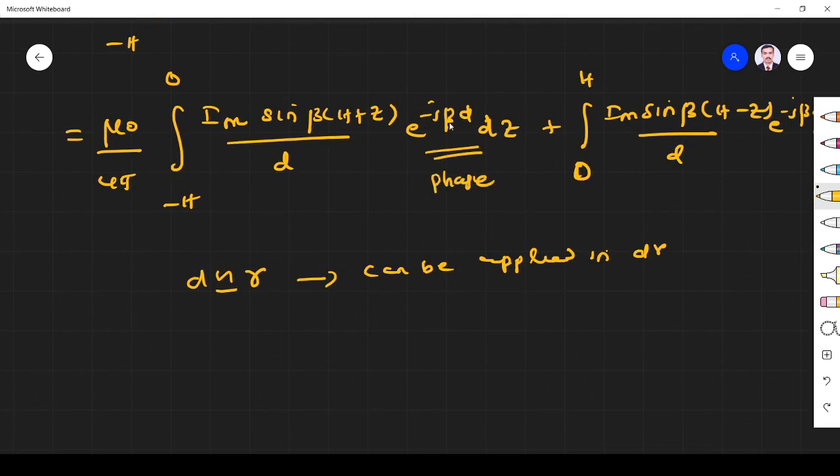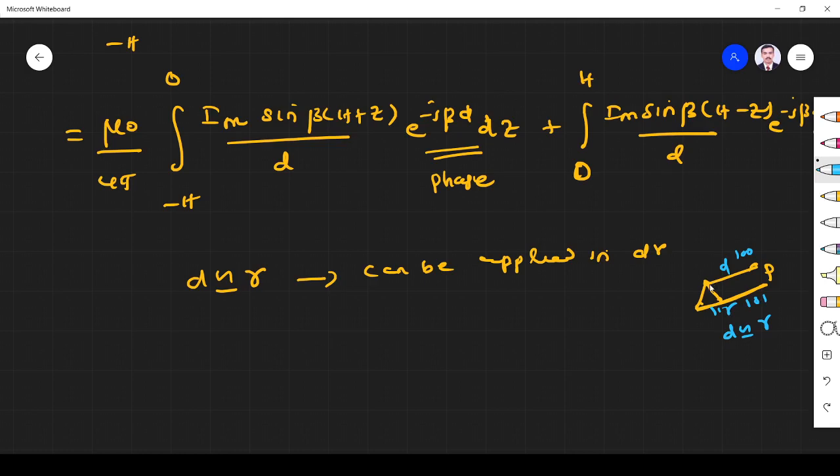e power minus j theta is nothing but a phase component, right? So you see, when we go from here to here, let us assume this is the distance, and this total distance is r. We can manipulate d is approximately equal to r. Let us assume it is 100 kilometer and this distance is 101 kilometer. So I can manipulate d is approximately equal to r. But surely the phase will change.